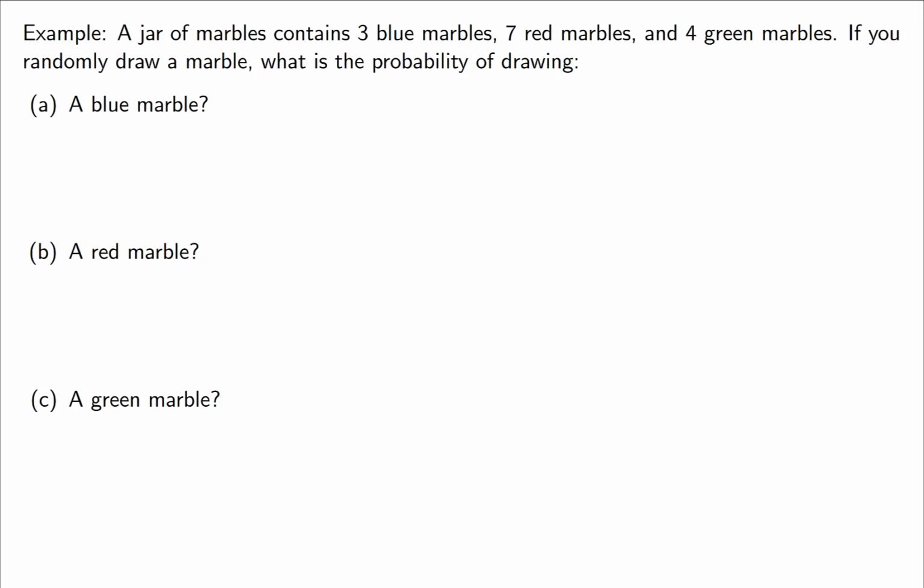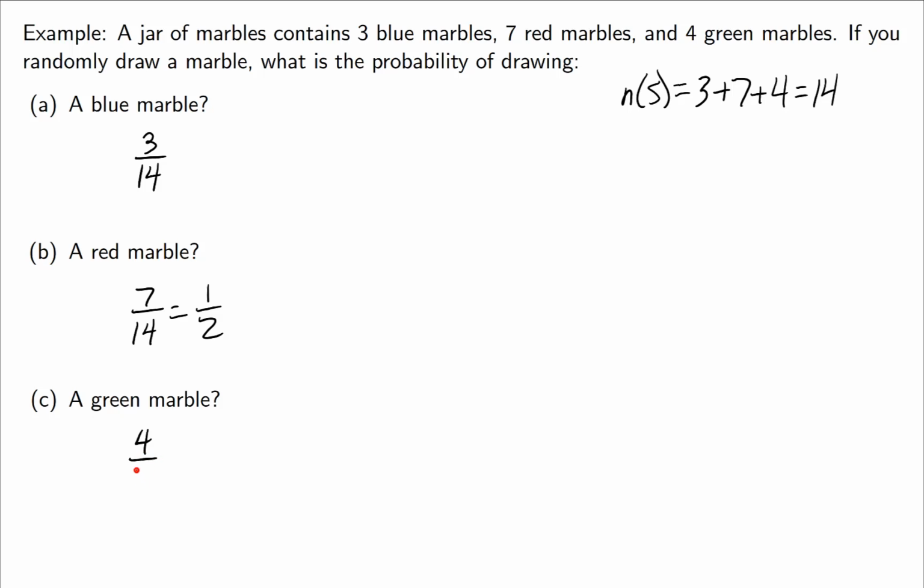So now the question is, what is the sample size? If we look at this n of S, we can find it by just simply figuring out how many marbles are in the jar altogether, just by adding them up. I get 14 marbles in the jar. That is going to be the denominator for each of our probabilities. So for a blue marble, there's 3 blue marbles out of 14 marbles. There's your probability. Red marble, 7 out of 14, which we can reduce to 1/2. And a green marble would be 4 out of 14, which we can reduce to 2/7.